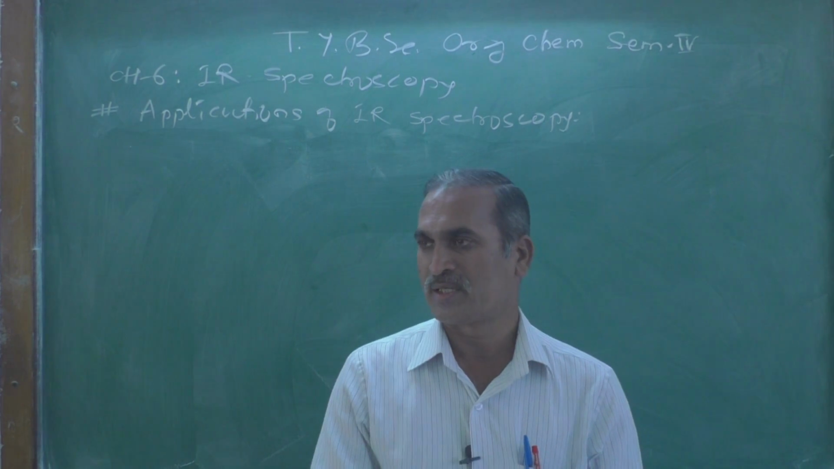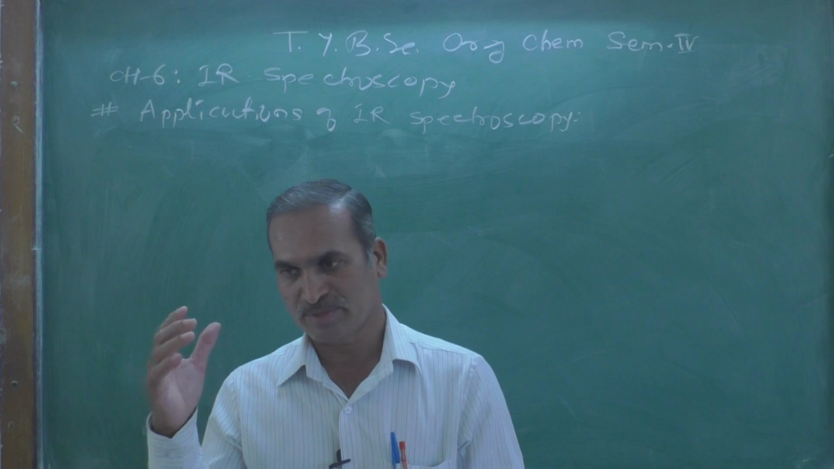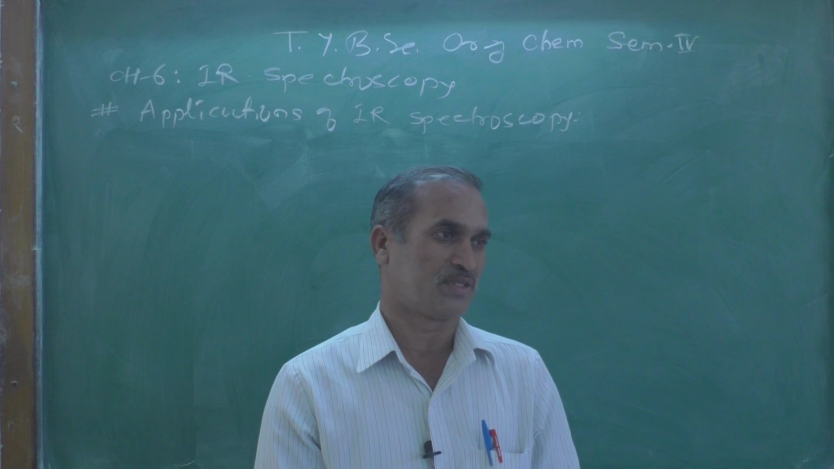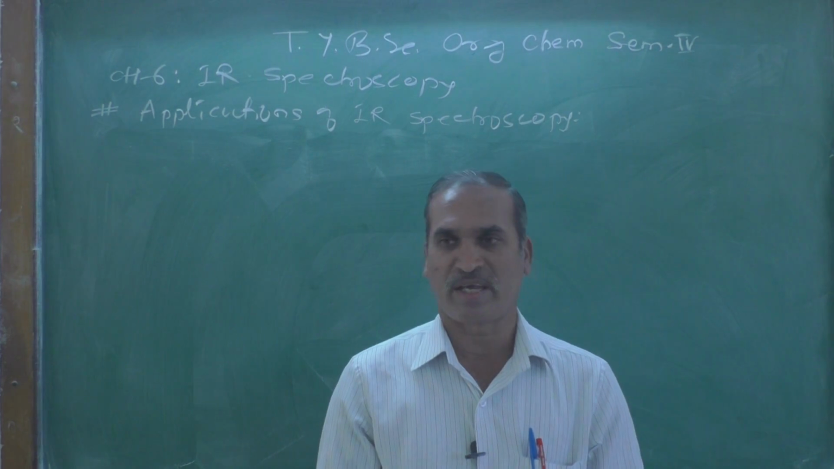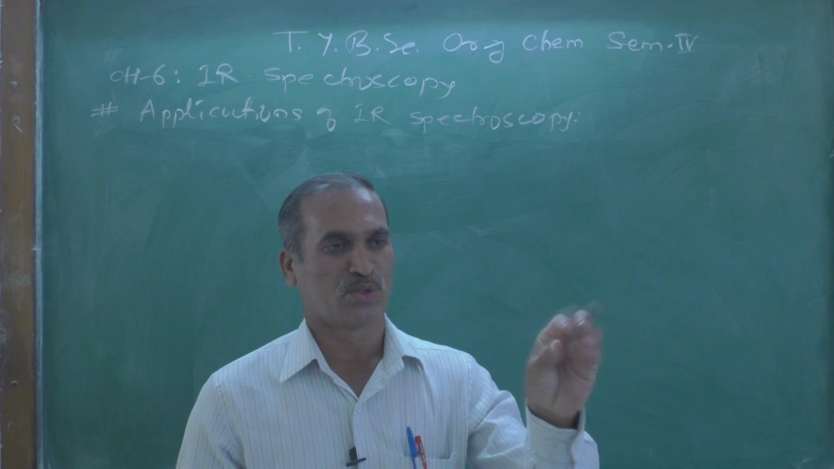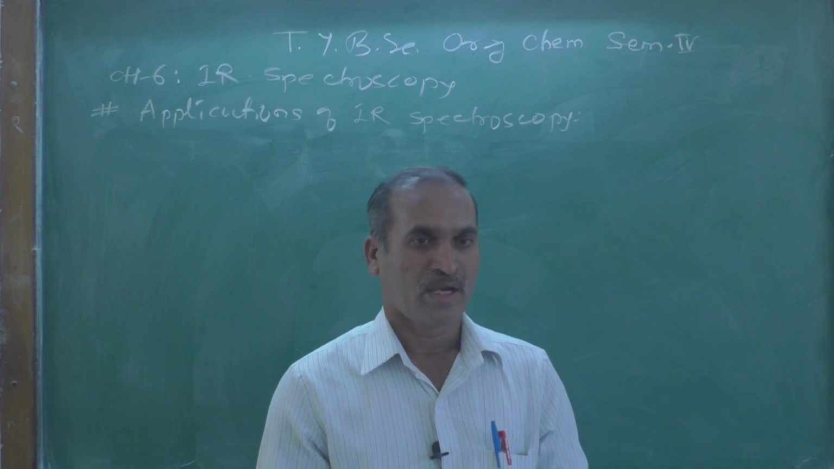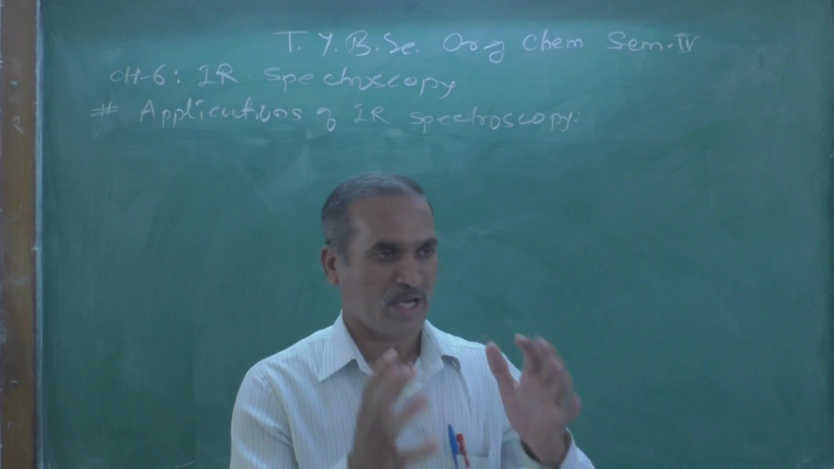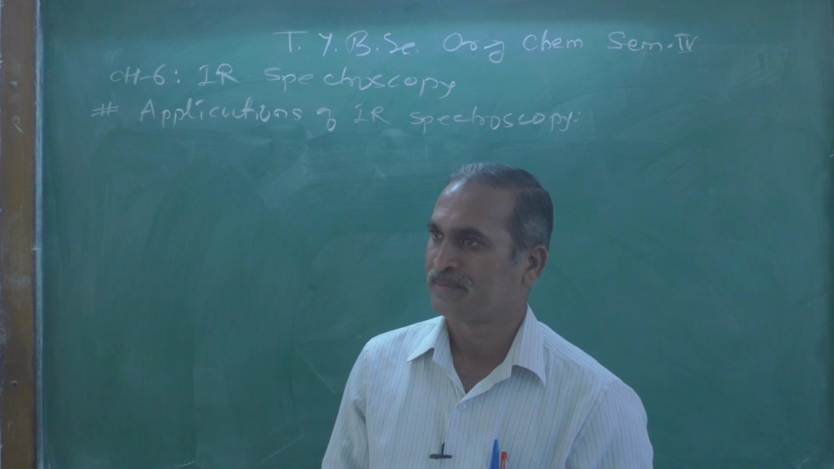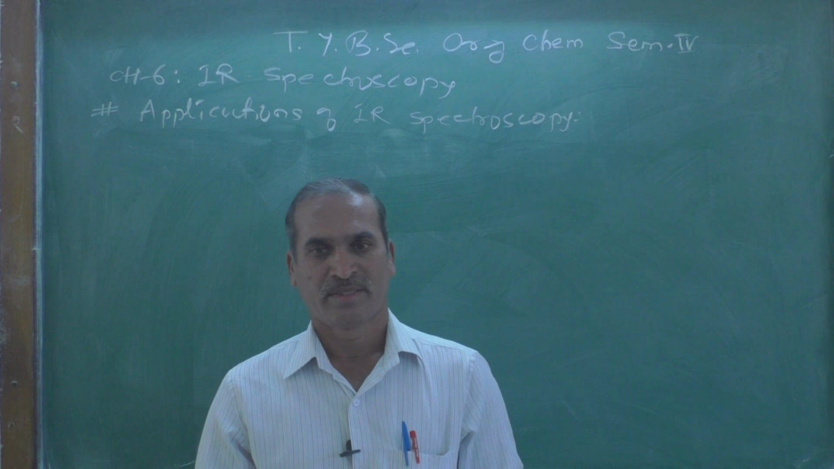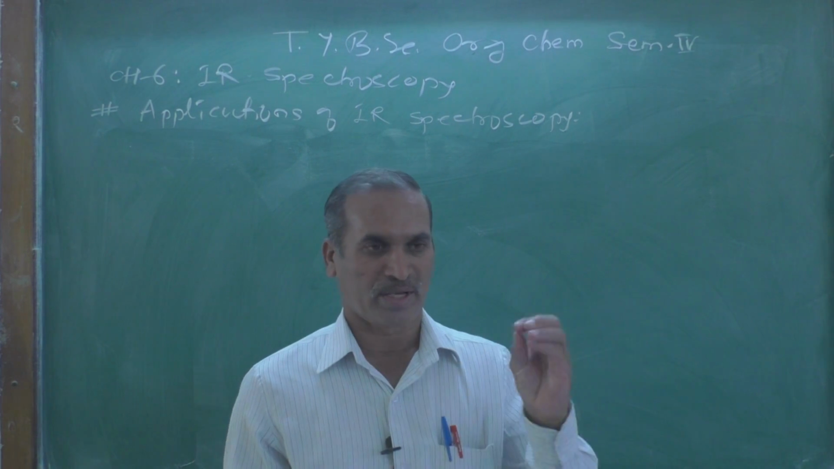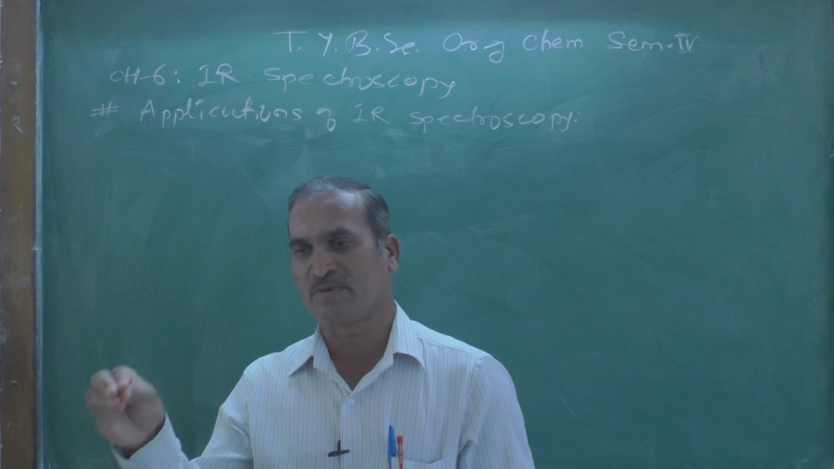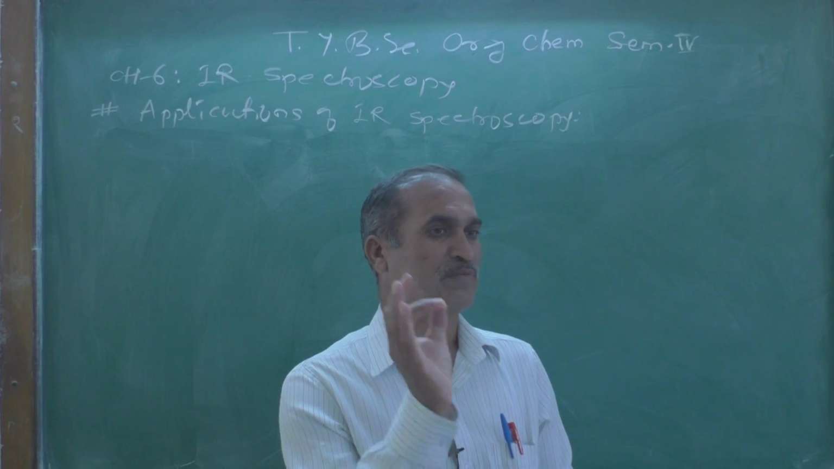As we know, according to the simplest definition of spectroscopy, the interaction of electromagnetic radiation with matter is known as spectroscopy, and IR spectroscopy corresponds to functional groups. From IR spectroscopy we can identify the functional groups present in an organic compound. Different functional groups absorb at specific positions.